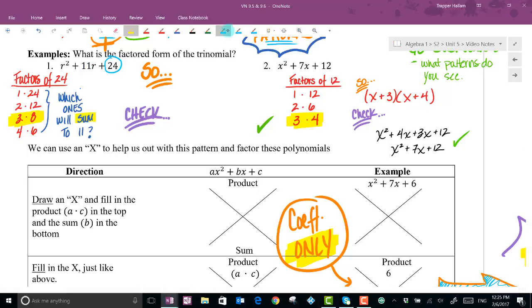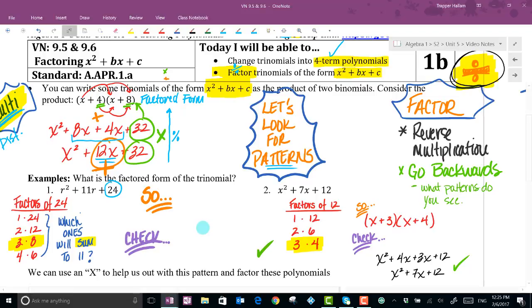Let's go ahead and take a look at that. If we wanted to write that, let's go back to the previous problem. So we know it's 3 and 8, right? And this is 4 and 8 in our example, right?